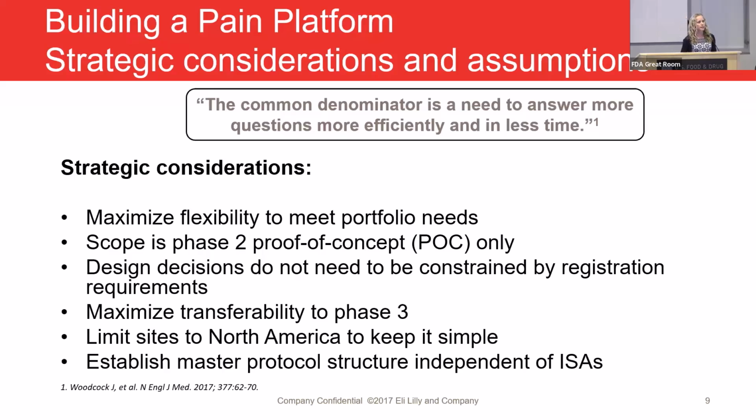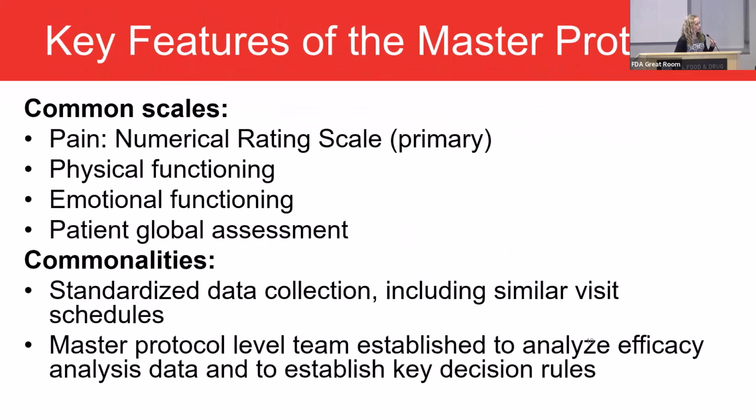Some key features of this master protocol: all of the ISAs have the same scale. It's the numerical rating scale. This is the primary endpoint across all three pain types and across all molecules, which is really important. Again, pain is a very subjective indication, and so we had the same scale, the same sites. There was not a washout period, everything was consistent, which really helped to remove some of the confounding factors that often enter when we're looking at independent pain trials.